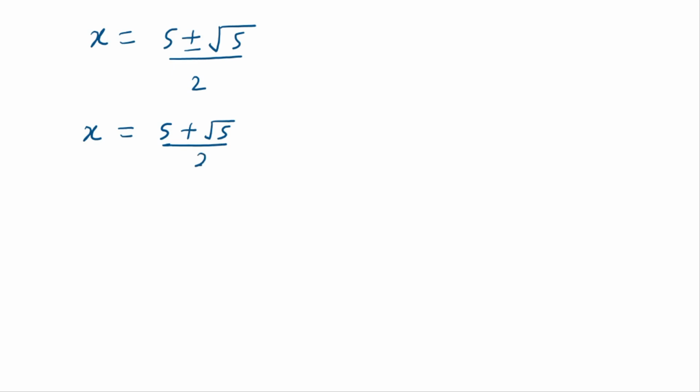Then x is equal to (5 ± square root of 5) divided by 2. We have two possible values of x here. x is equal to (5 + square root of 5) divided by 2 if we take the positive sign, and x is equal to (5 − square root of 5) divided by 2 if we take the negative sign.